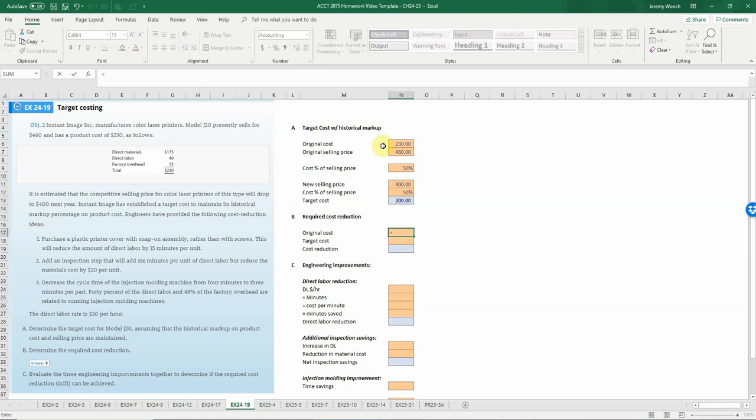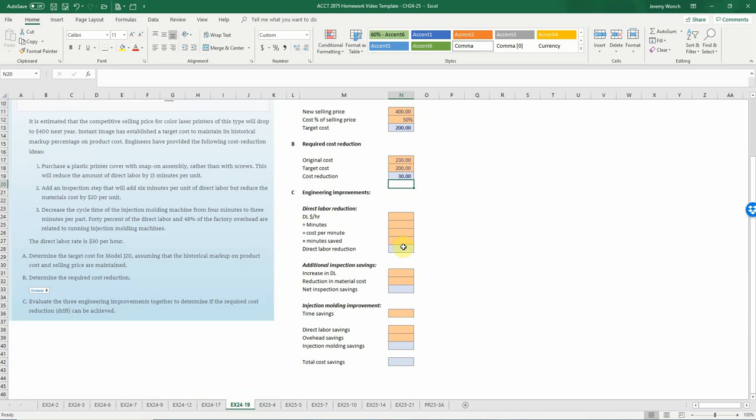So in part B, it just asks us to do the math on that. If our cost right now is $230, we need to get it down to $200. That means we need to reduce our cost by $30 per unit. Then in part C, it asks us to evaluate these 3 cost-saving ideas all together and to see if they actually save us $30 per unit.